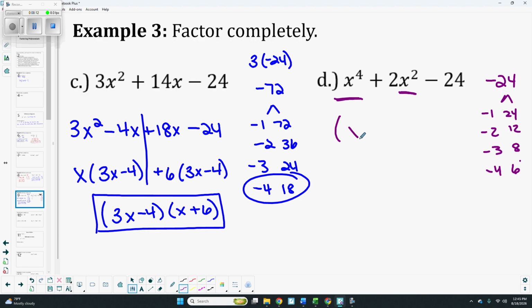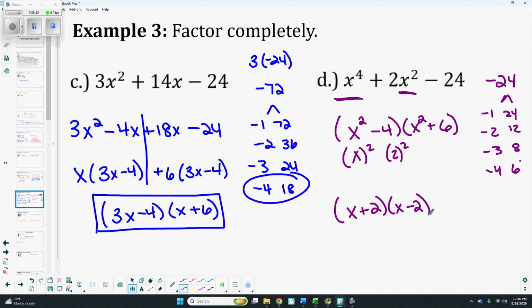So instead of writing x minus 4 and x plus 6, it's going to be x squared minus 4 and x squared plus 6. And now this one's interesting because I can go further. X squared minus 4 is a difference of 2 perfect squares, right? This was x being squared, and this was 2 being squared. So this part can really be x plus 2, x minus 2. And x squared plus 6, because it's not a difference, it's plus, can't go any further. So I can just write that factor at the end.